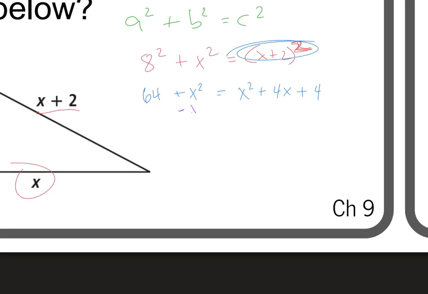I'm going to subtract x squared, and notice they cancel. I get 64 equals 4x plus 4. 60 equals 4x. x just equals 15.